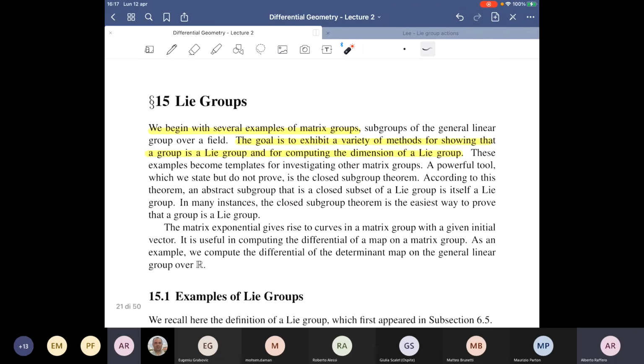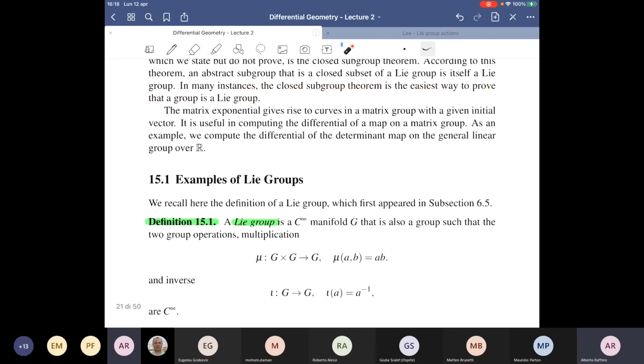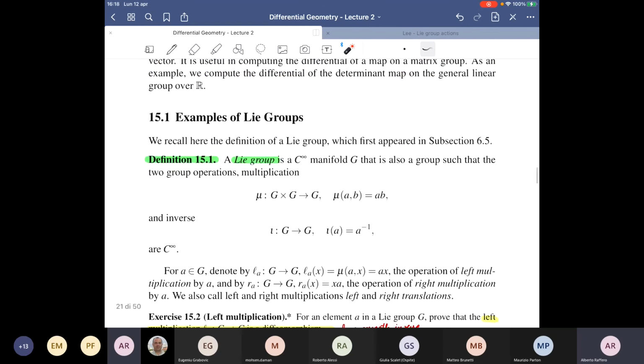The approach that this book uses is to discuss various examples of matrix groups that turn out to be Lie groups. Last time, if I remember well, you saw already some examples of Lie groups, and we will meet some of them again today. So let's start by recalling what a Lie group is.